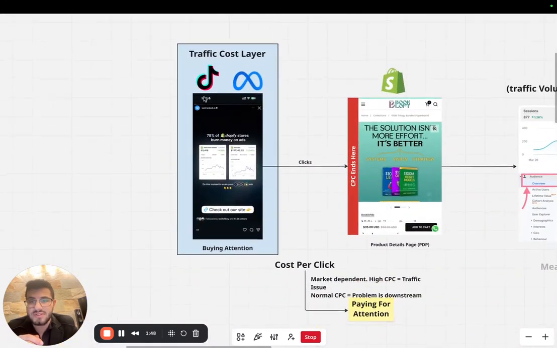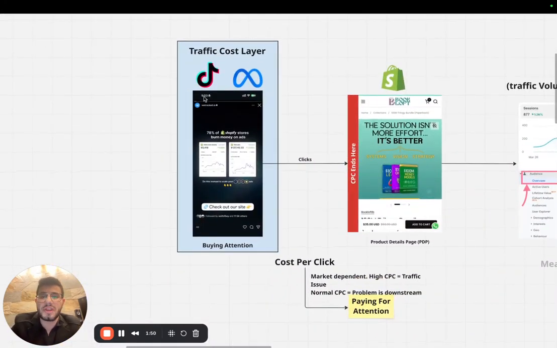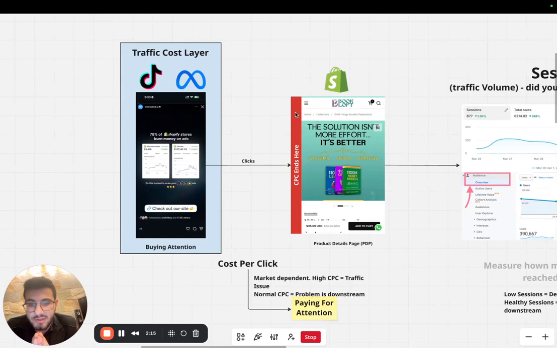CPC, cost per click. So we're at the traffic cost layer. Here, a potential client sees your ad, whether on TikTok, Meta, Snapchat, YouTube, any platform, and then they decide whether they're interested in that ad or not. This is where you're buying attention. So if they see your ad and they decide to click on it, you bought a click. So this is where cost per click comes from.